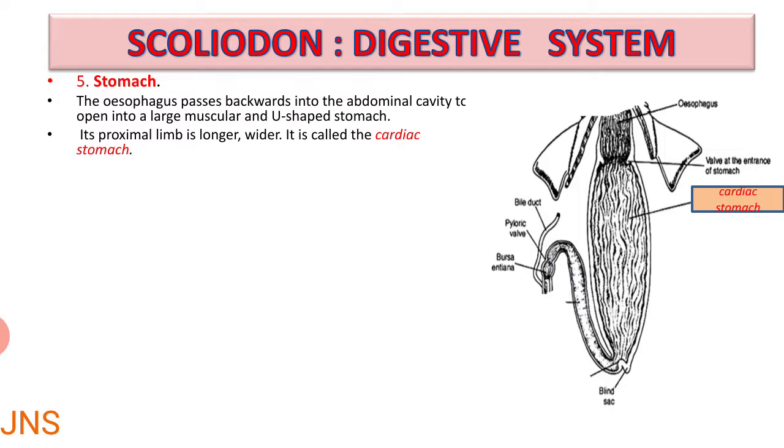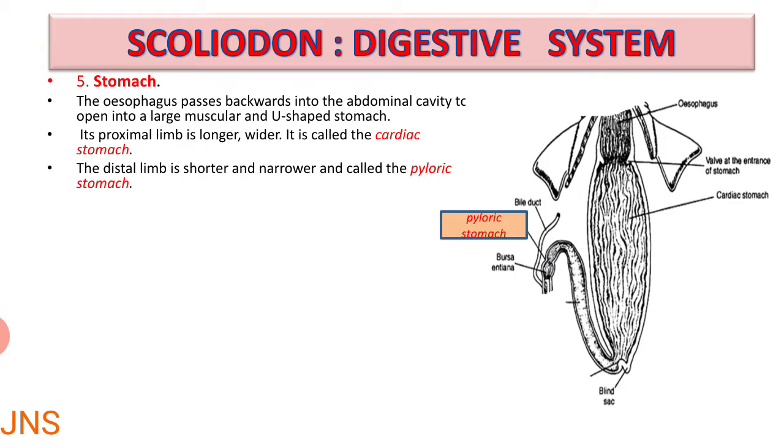The first part of the stomach, the anterior part, is called the cardiac stomach, which is longer and wider. The second part of the stomach is called the pyloric stomach. This is the distal or posterior limb of the stomach, which is shorter and narrower as compared to the cardiac stomach. So, the stomach is basically divided into two parts: the cardiac stomach and the pyloric stomach. The cardiac stomach is longer and wider, while the pyloric stomach is shorter and narrower.